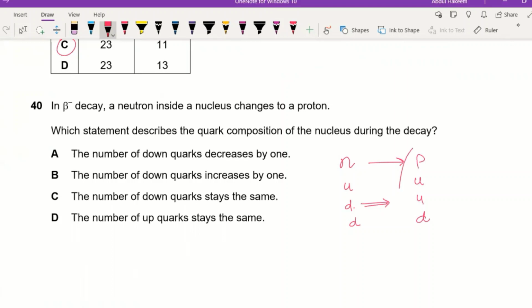Yes. Which statement describes the quark composition of the nucleus during this decay? The neutron inside the nucleus changes to a proton. One down quark is changing into up, so the answer is the number of down quarks decreases by 1. So this is the answer. Look, the number of down quarks increases by 1? No, it is converting itself into the up quark, so no. The number of down quarks stays the same? No. The number of up quarks stays the same? No. So A is the answer. So this is the paper.